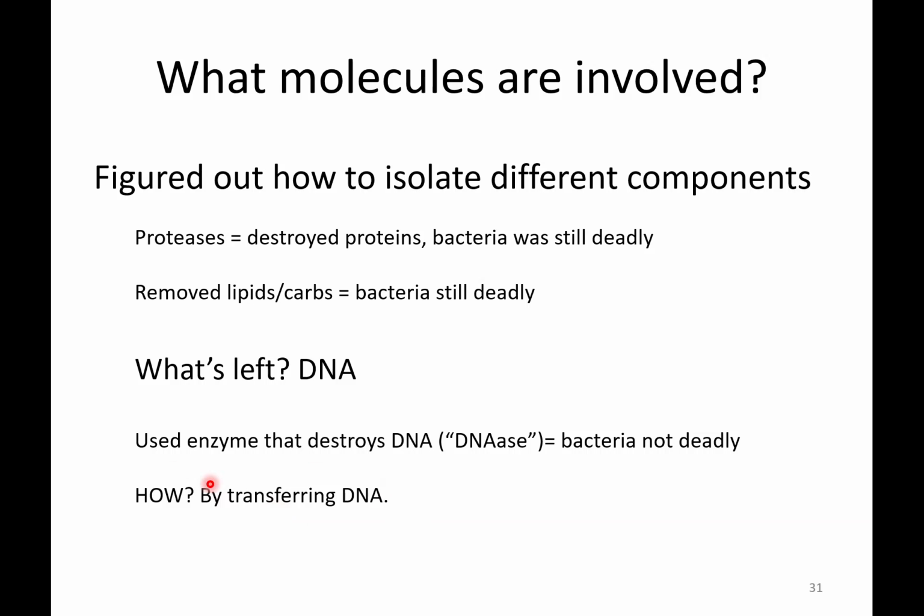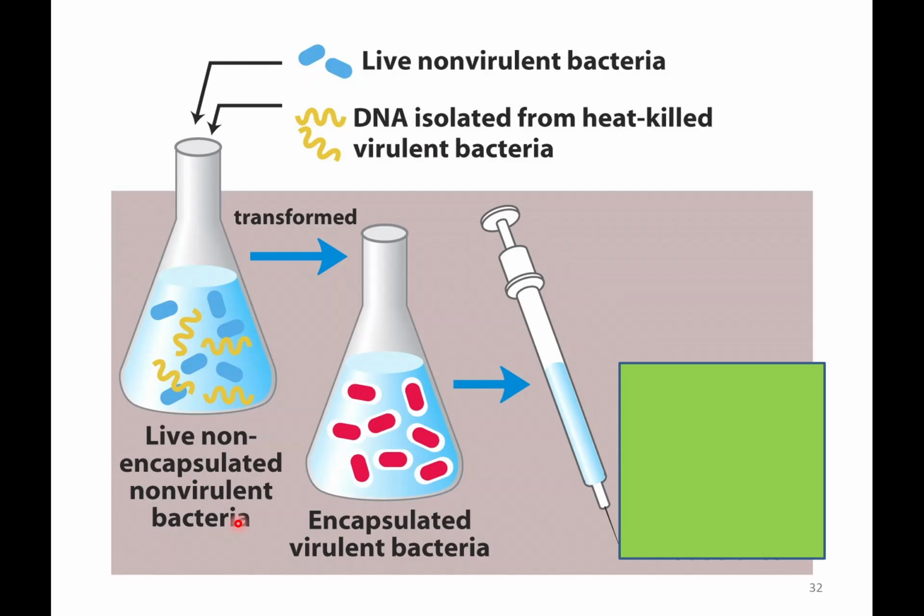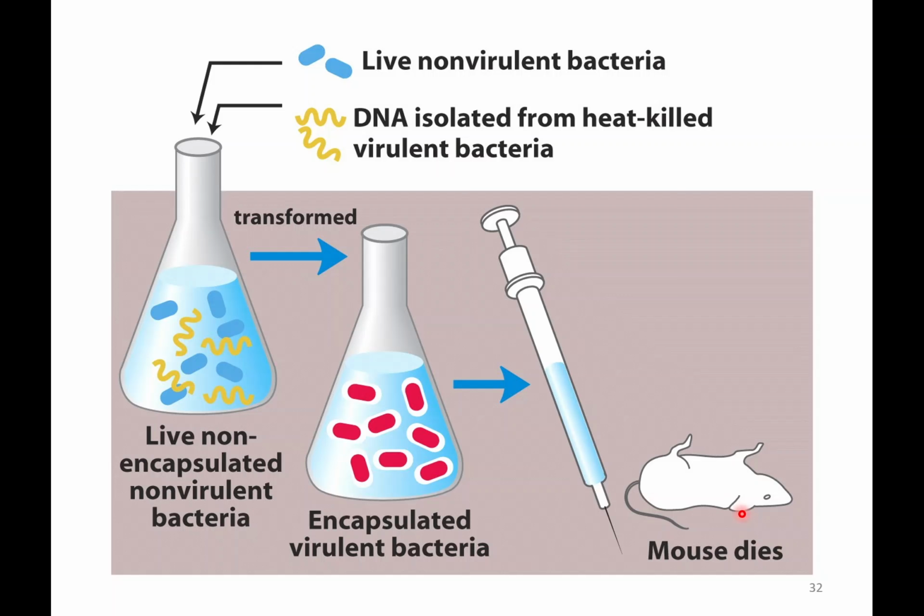Well, it's happening because there's transferring of DNA, in this case from the heat inactivated virulent form to the non-virulent form. And then they went a step further, right? Now they're adding the live non-virulent bacteria and then just DNA isolated from heat-killed virulent bacteria. And that's when they would see this transformation, and they'd actually get the bacteria to start forming those capsules and being encapsulated, right? And as you'd expect, when that was injected, the mouse would die.